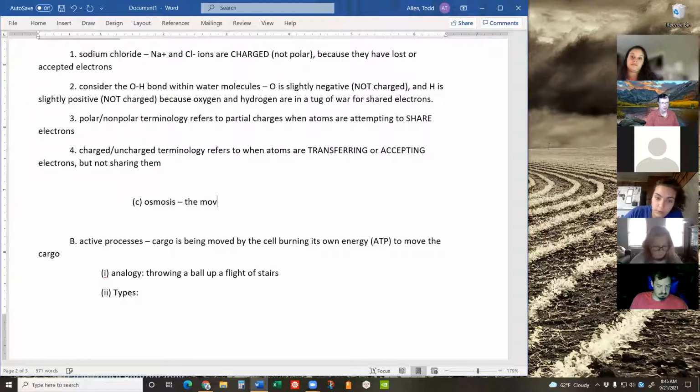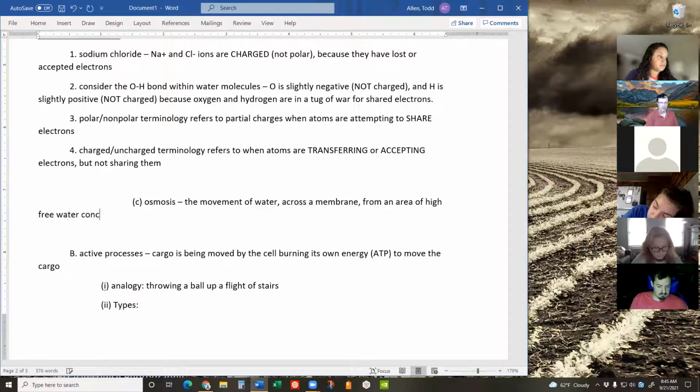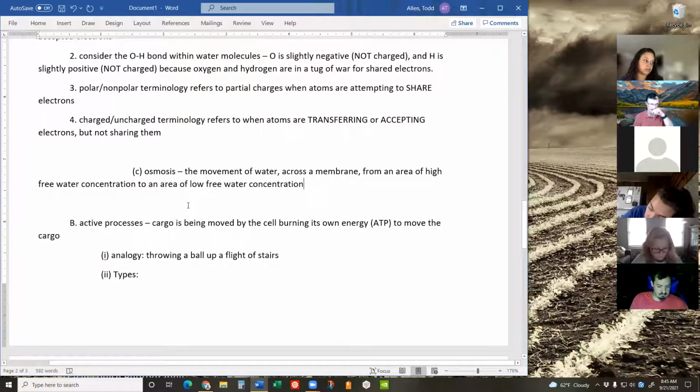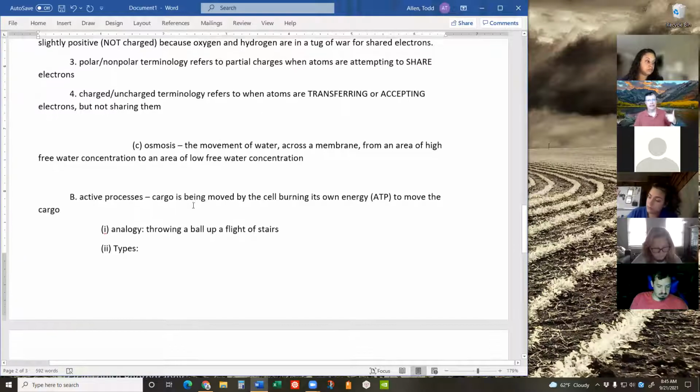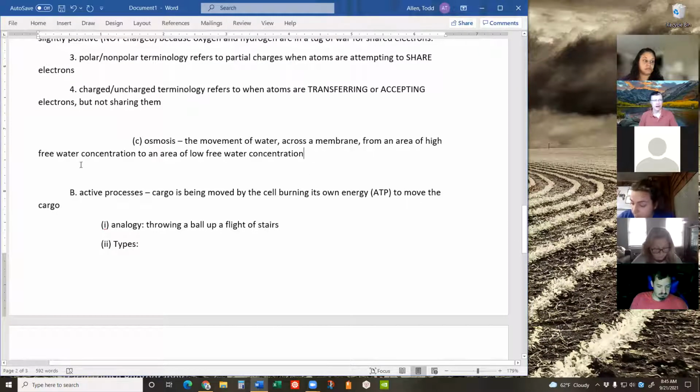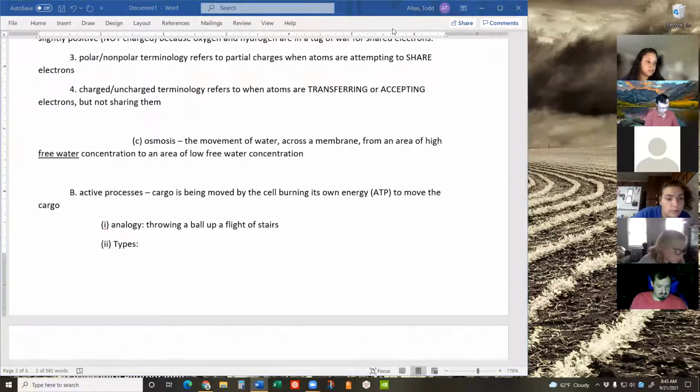Osmosis is the movement of water across a membrane from an area of high free water concentration to an area of low free water concentration. Okay. So key to understanding this is the idea of free water. Okay, free water. So let me ask you in the chat window. What is meant by free water?